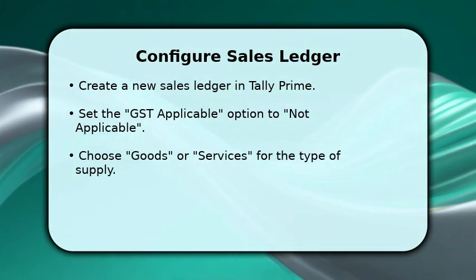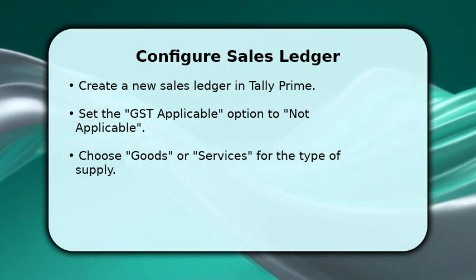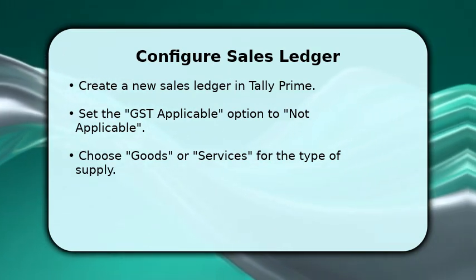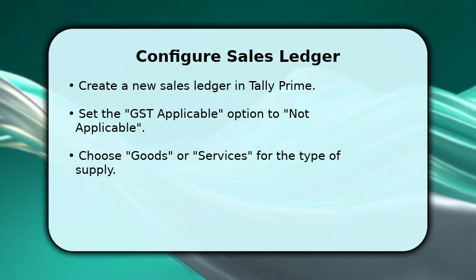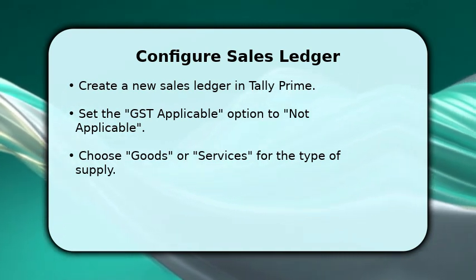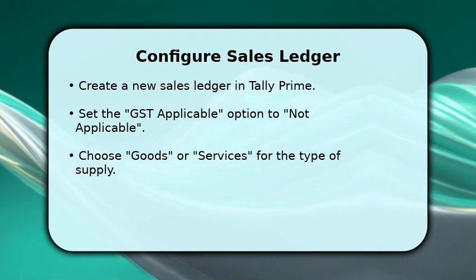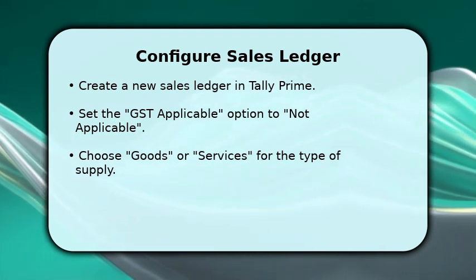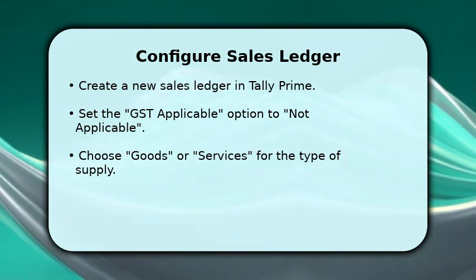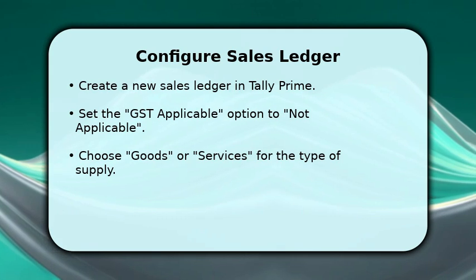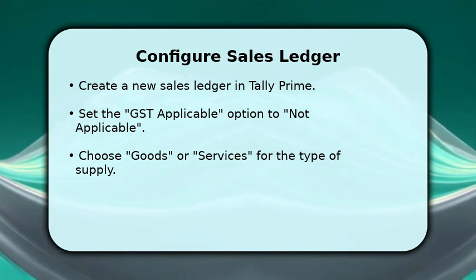Next, we need to configure your sales ledger. Navigate to the ledger creation screen and create a new sales ledger. The crucial step here is to set the GST applicable option to not applicable. This ensures that any transactions using this ledger will not involve GST. Remember to also specify whether the supply is for goods or services for proper classification.